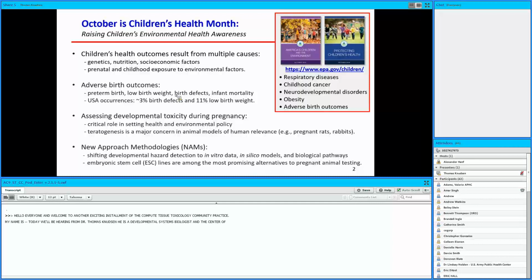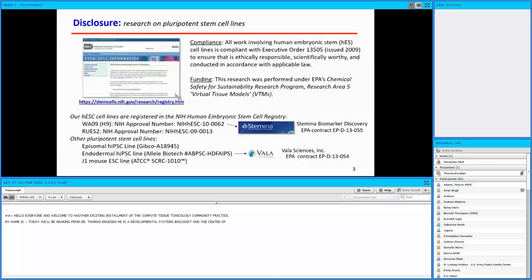The term new approach methodologies is probably something you're familiar with. I won't get into the details of NAMs here, but for developmental toxicity, what we're trying to do is shift developmental hazard detection from animal models to in vitro data, in silico computer models, and focus on quantitative effects on biological pathways. Embryonic stem cell lines are among the most promising alternatives in NAMs to pregnant animal testing. And I'll be talking today about work that's being done on embryonic stem cell lines at the ORD at EPA.